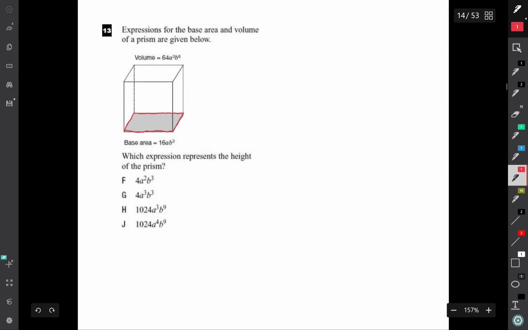So what it's saying is that the area of this surface is equal to 16ab exponent 3, right? And what we have to remember is that the area of the base, well, isn't that just the length times the width, right? Okay, so let's start off with the general equation: volume equals length times width times height.